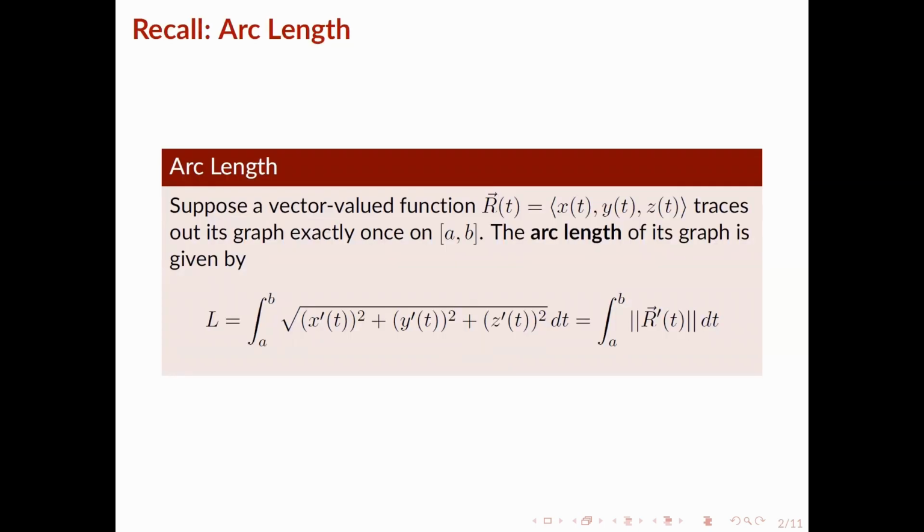Suppose a vector-valued function R with components x, y, and z traces out its graph exactly once on the interval from a to b. Then the arc length of this graph is given by an integral, the integral from a to b of the square root of the sums of the derivatives of R's components squared. An easier way to remember this is as the integral from a to b of the magnitude of R prime.